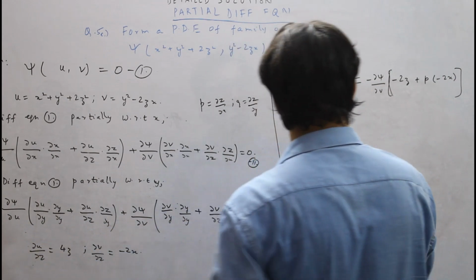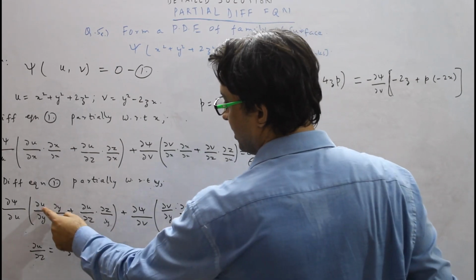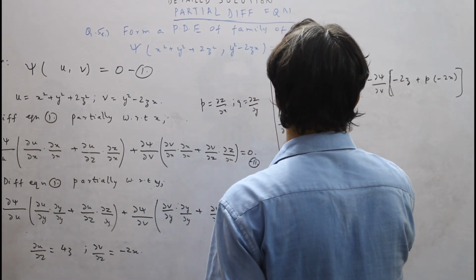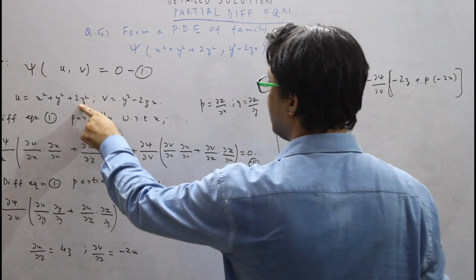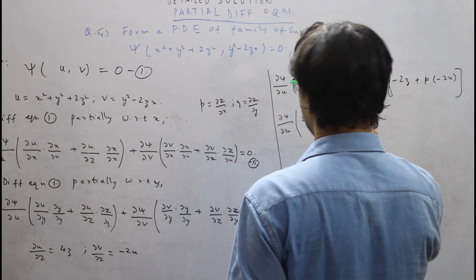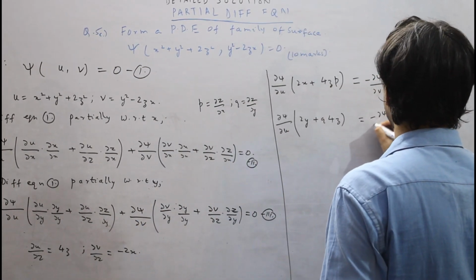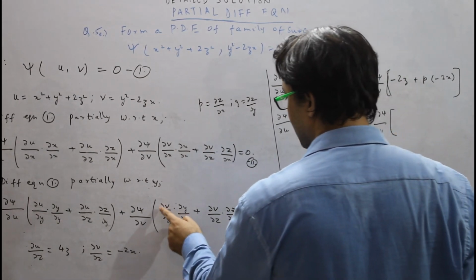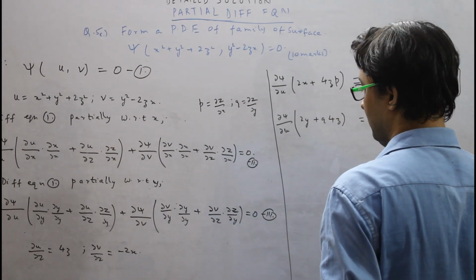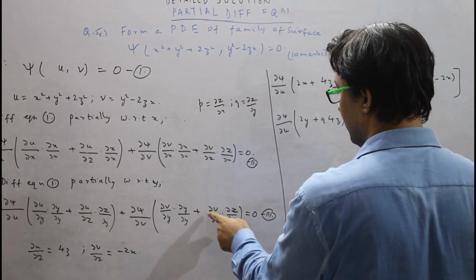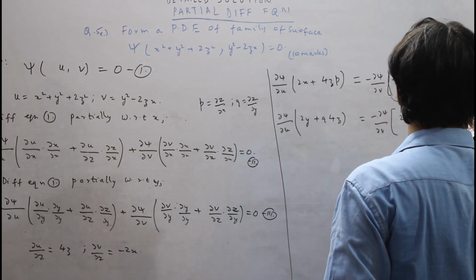Similarly, for this equation, I will write ∂ψ by ∂u. What is my ∂u by ∂y? 2y plus ∂z by ∂y can be written as q. And what is ∂u by ∂z? Plus 4z. Similarly, I will set this on this side, so this becomes ∂ψ by ∂v. What is the value of ∂v by ∂y? 2y plus this is again q. So what is the value of ∂v by ∂z? ∂v by ∂z is minus 2x.